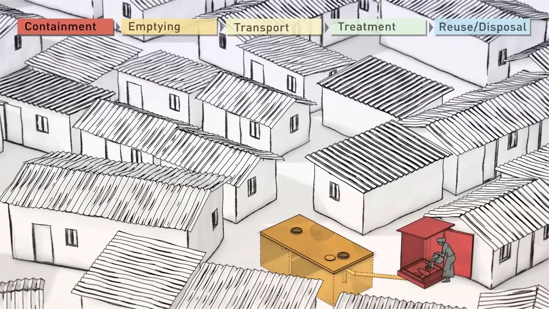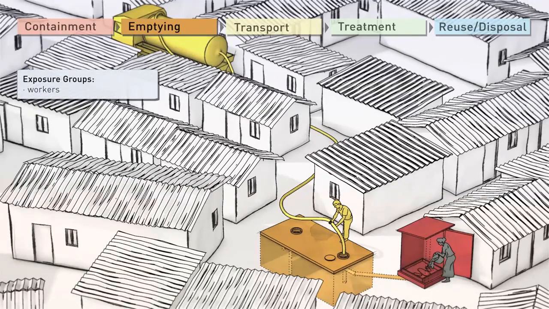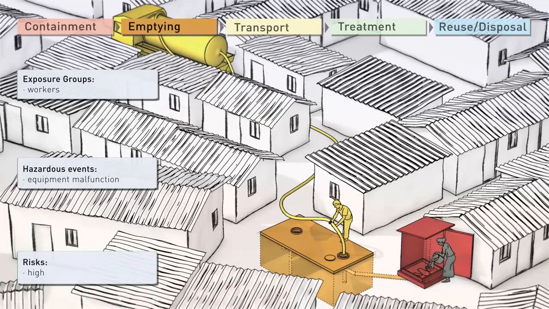This latrine with septic tank is an improved technology that poses less risk to users than the previous situation. Let's look at the emptying process. Motorised emptying and transport is much safer than manual emptying, but there are still risks that need to be managed. A key exposure group is the workers. Hazardous events are mostly related to blockages and malfunction of the equipment. For example, the operators may be sprayed with sludge and also contaminate the surrounding area. These risks are typically high.